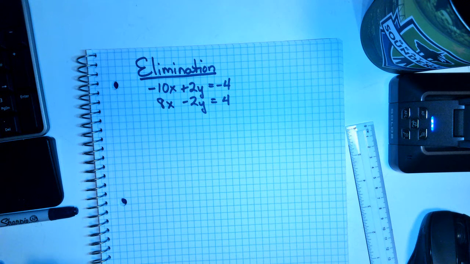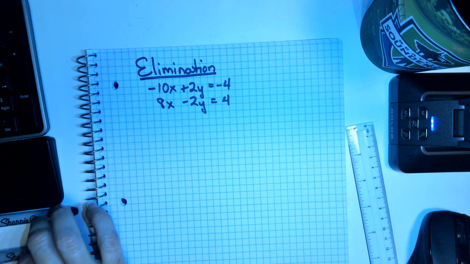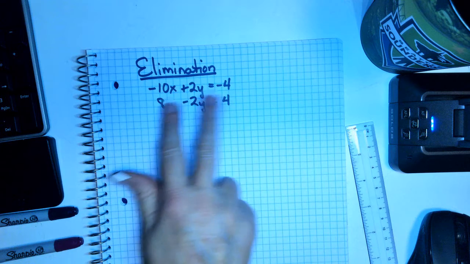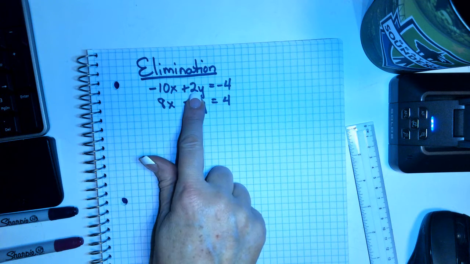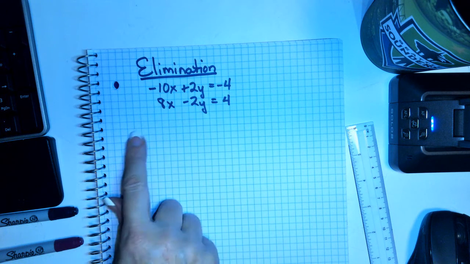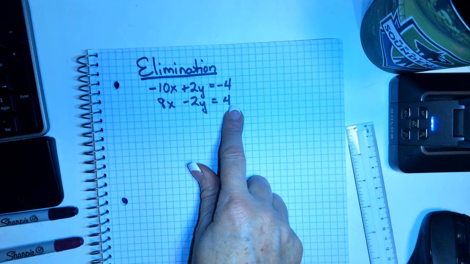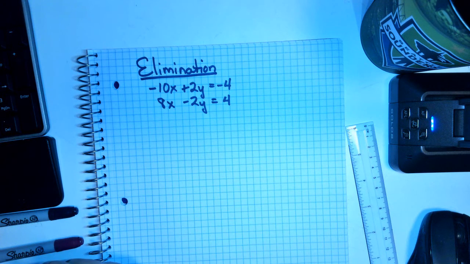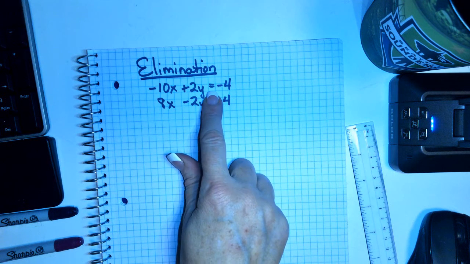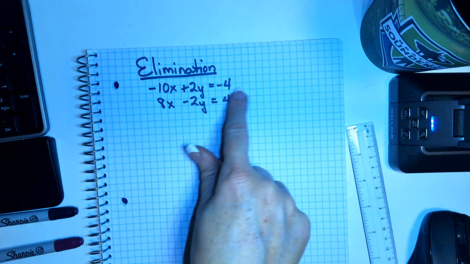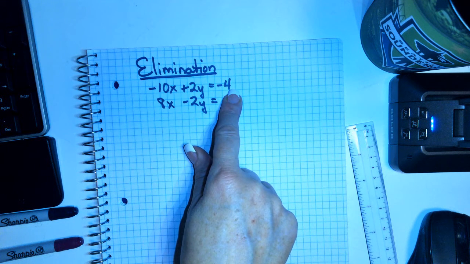The next method that we're going to talk about is the elimination method. So in this case, I've got two equations, negative 10x plus 2y equals negative 4, and 8x minus 2y equals 4. And what I want to do this time is, I know the equal sign means that whatever is over here is equal to whatever's on this side.